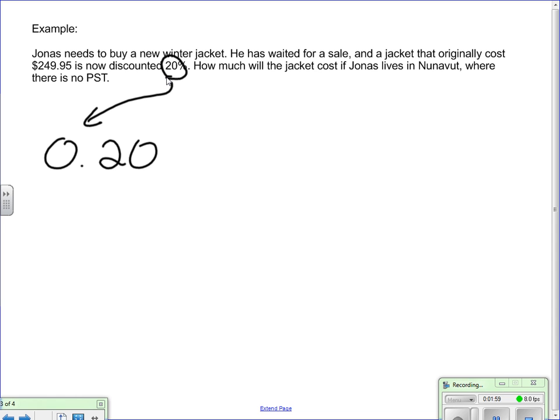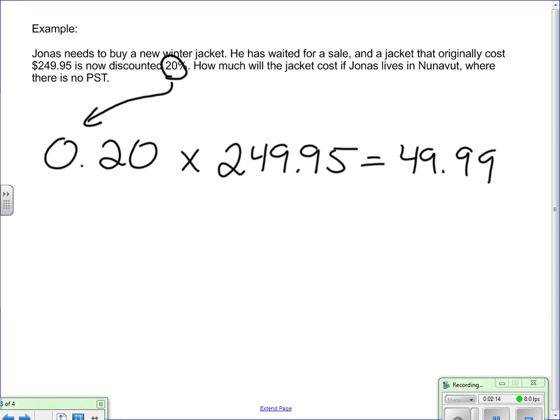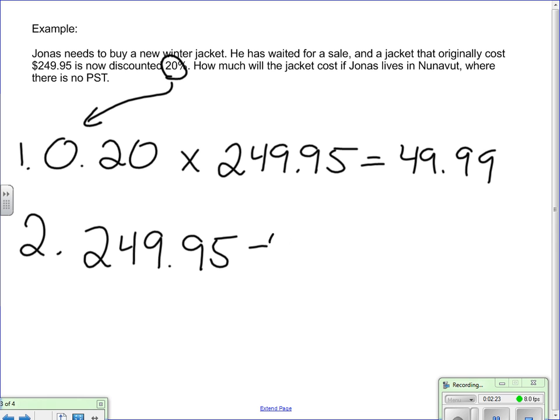And I'm going to times that now by the price. And that's going to give me my discount, how much I get to deduct from the total price. So 20% of $249.95 is $49.99 when you do the math. So now, that's step one. Step two is I take my full price and I subtract my discounted price, and I'm left with $199.96.